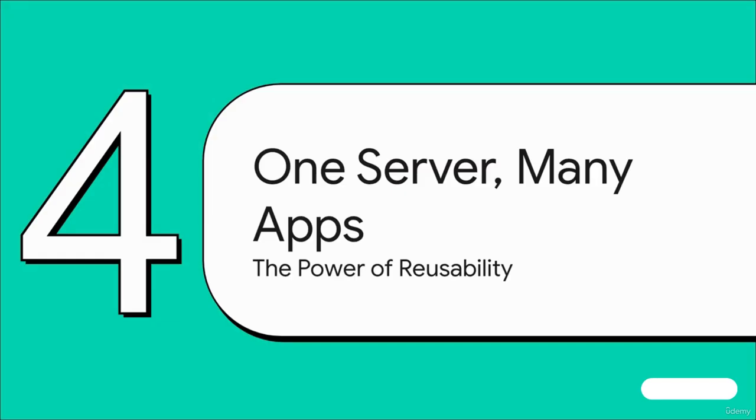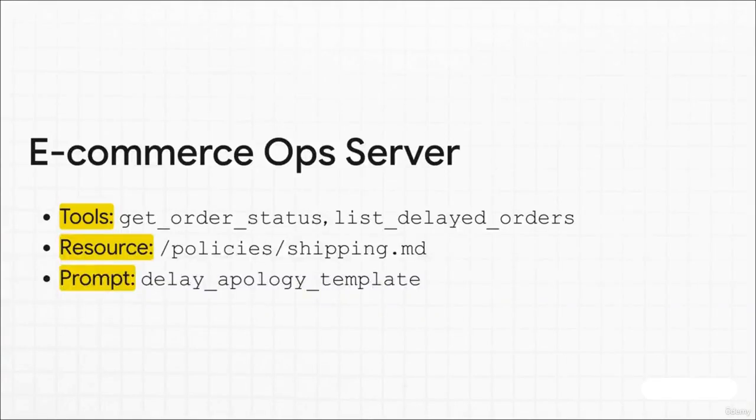And now we get to the really cool part, the payoff. Let's see how building just one server can empower a whole suite of different AI assistants all across your organization. All right, imagine your team builds one single e-commerce ops server. It has tools like get_order status, it offers a resource, the company's official shipping policies, and it's got a prompt template for apologizing about delays.